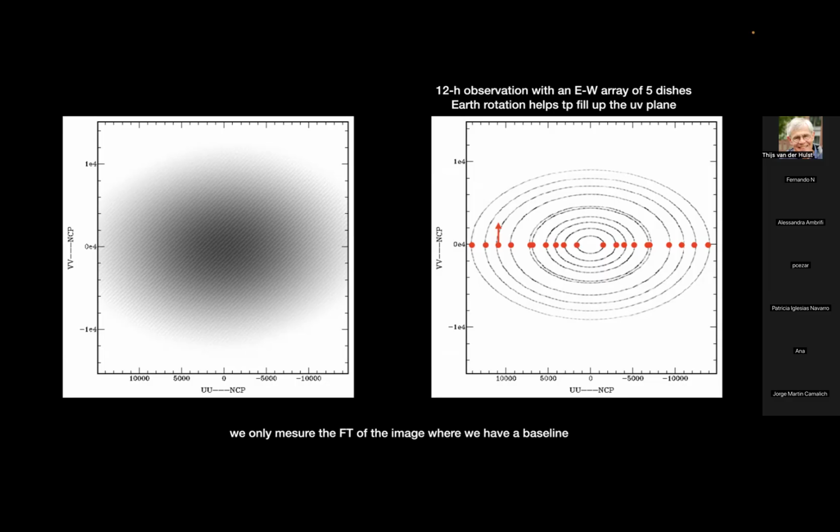Okay. So instead of measuring this, we measure this. And the red dots are the positions of the baselines at the beginning of the observation, and during the 12 hours they move, like I showed before with the red dots. They move through this plane. So this is the information we have. So it's very poor. So our optical imaging instrument is very bad. But okay, we have something.